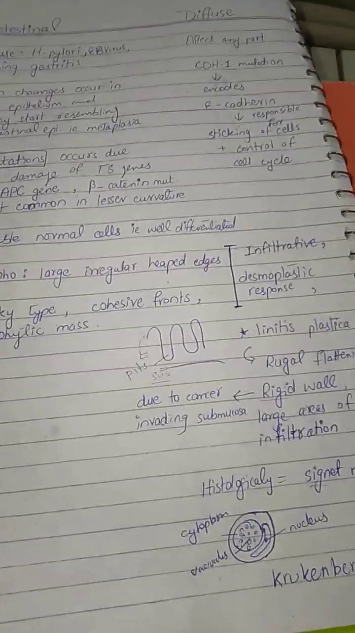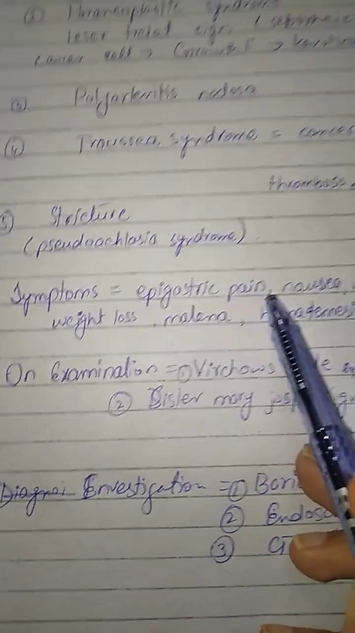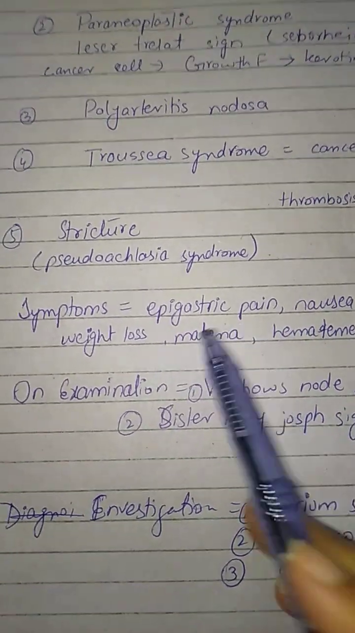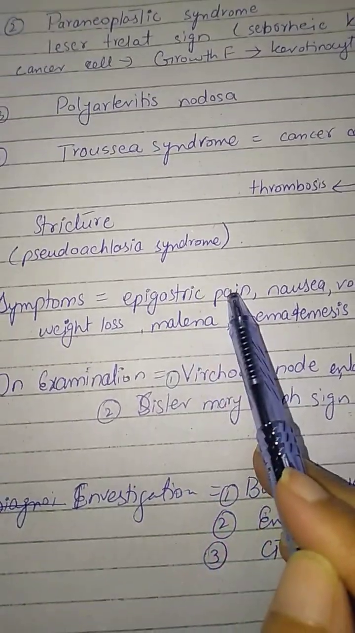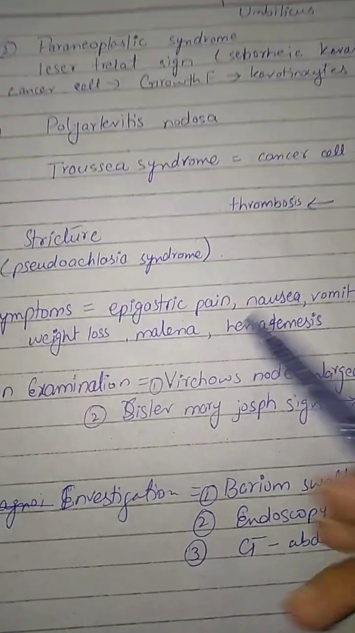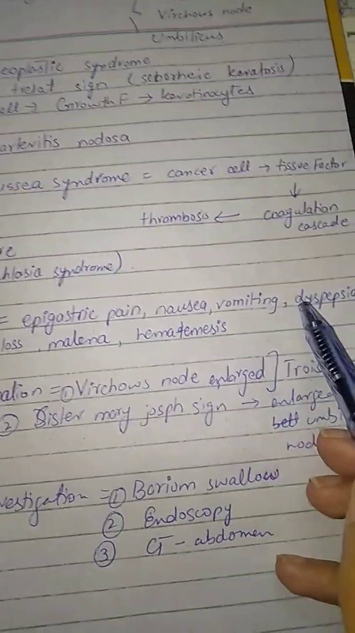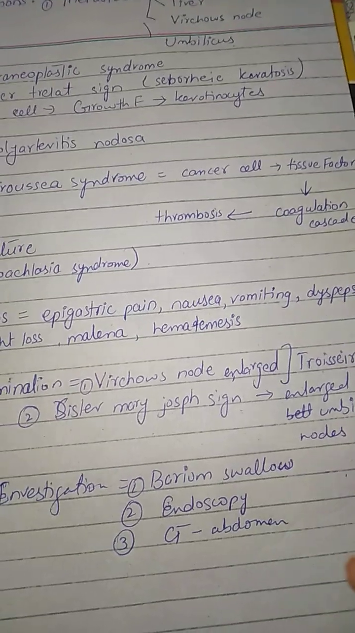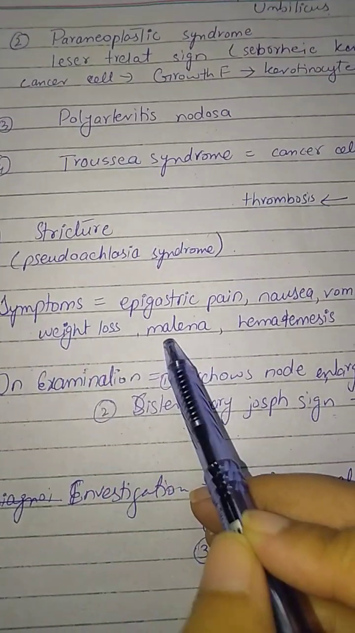Now let's discuss the symptoms of this cancer. What will be the symptoms? Obviously the stomach is present in the epigastrium, so there will be epigastric pain as nothing is digested properly. So there will be nausea, vomiting, dyspepsia because of uncontrolled cells. There will be weight loss, anorexia, melena.